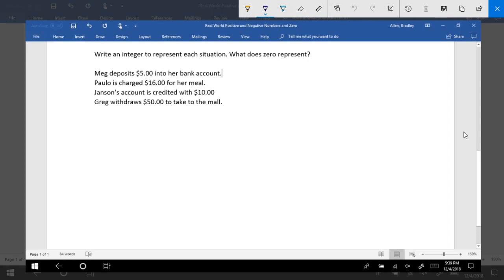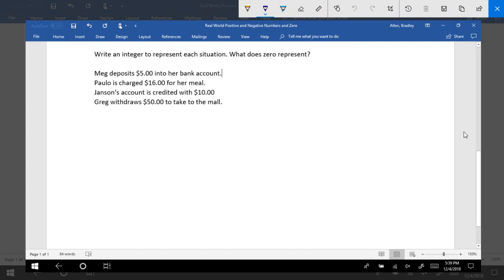Okay, here we are at our second example. Same question, or same directions. Write an integer to represent each situation. What does 0 represent? So let's read these situations. It looks like it's a different person in each situation, but they're all related to money. So it says Meg deposits $5 into her bank account. Paulo is charged $16 for her meal. Jansen's account is credited with $10. Greg withdraws $50 to take to the mall.